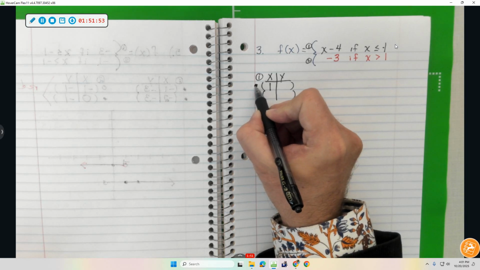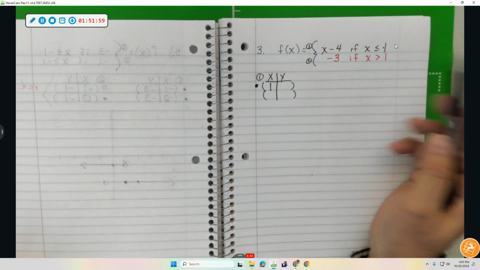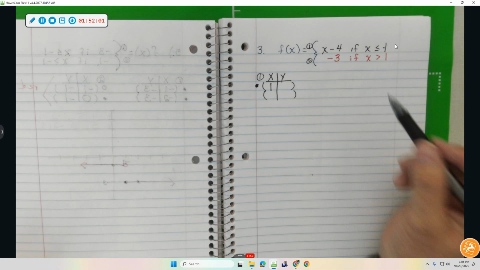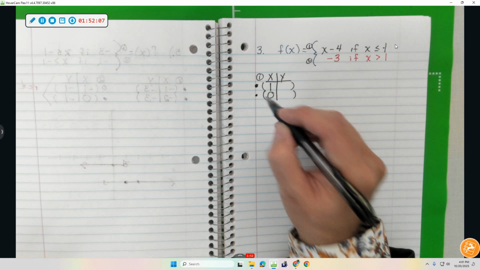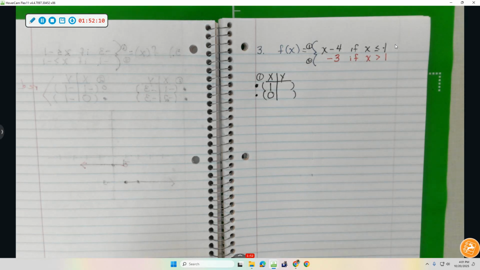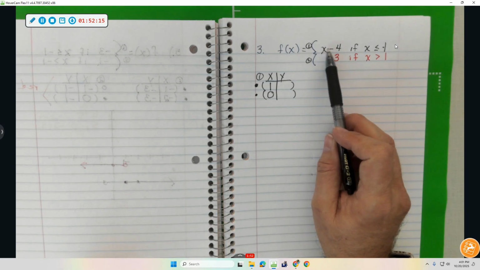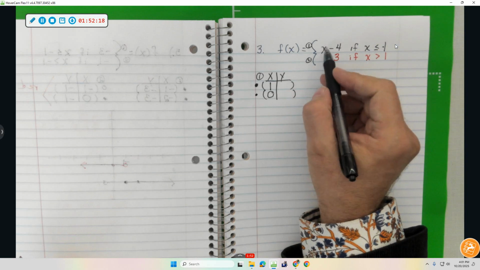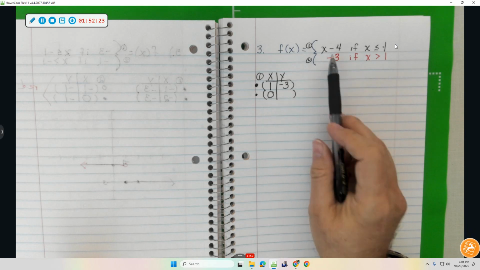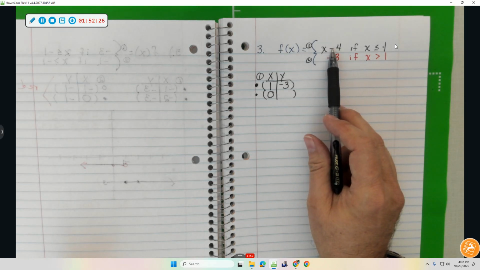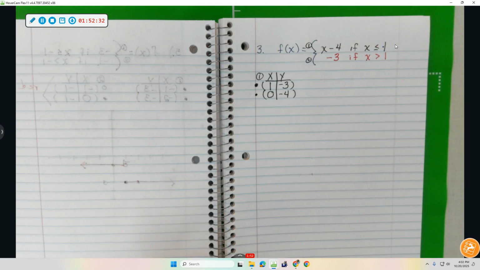Closed, okay. And we need a number less than 1. What's my favorite number to use? 0. Is 0 less than 1? Yes, okay. And it's just going to be a dot. Plugging 1 into the black piece, what are we going to get? 1 minus 4 is negative 3. And plugging in 0, what are we going to get? Negative 4.